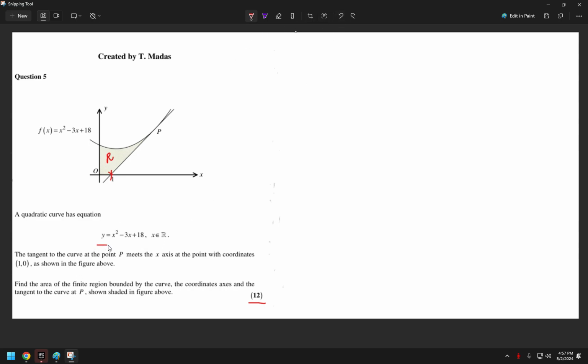Now, because this is an integration question, we might as well start off by integrating the equation of the curve. So, x squared integrates to 1 over 3 x cubed, minus 3 over 2 x squared, and 18 to 18x. So that's our integrated equation for the curve.